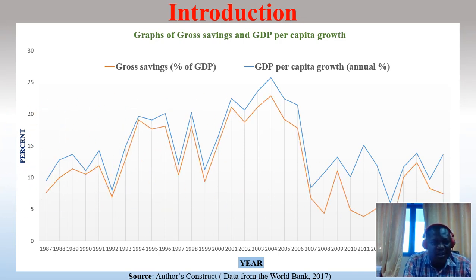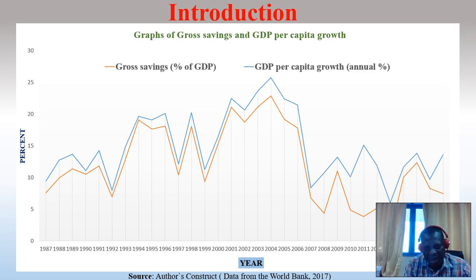The red graph is gross savings as a percentage of GDP. It is very clear that to a large extent the gross savings mimic the curvature or the graphical trend of GDP per capita. So where GDP per capita seems to go up, gross savings as a percentage of GDP also goes up, indicating that there is some relationship between GDP per capita growth and gross savings as a percentage of GDP.